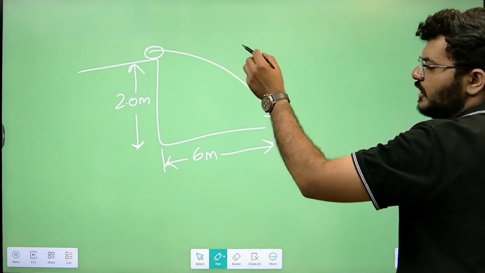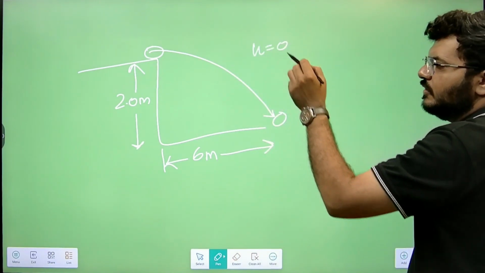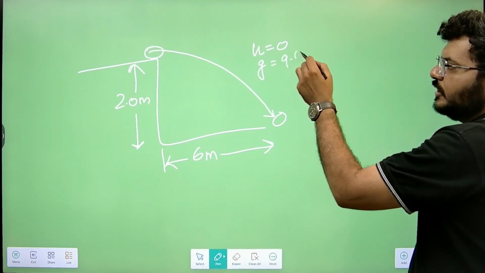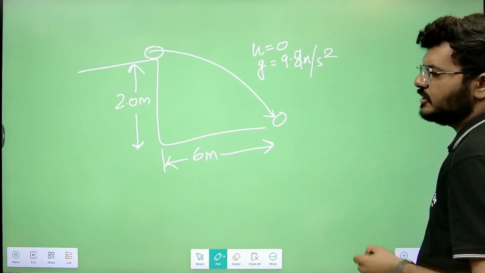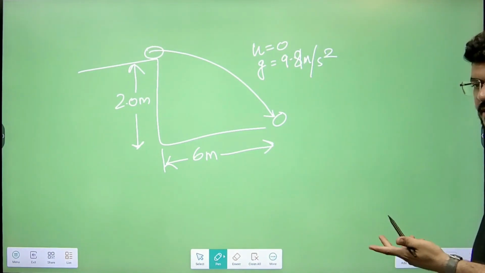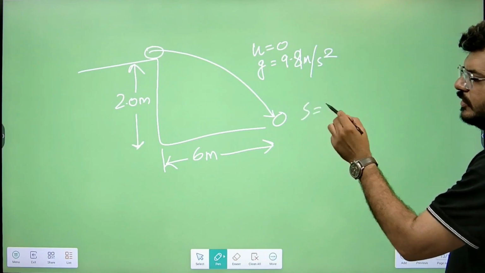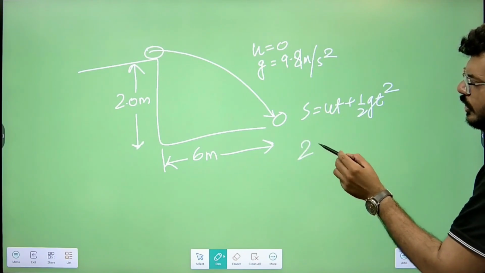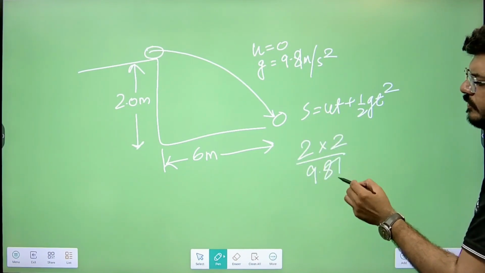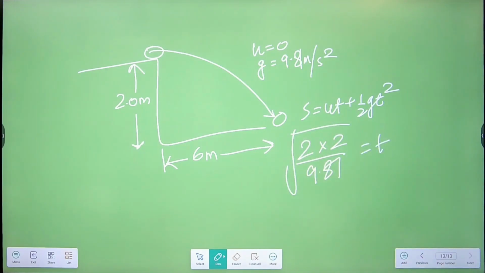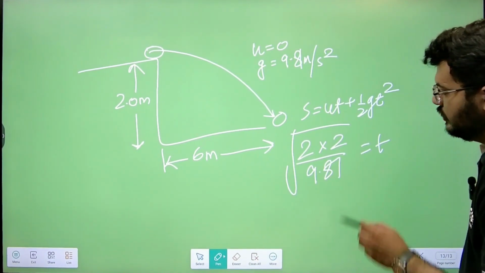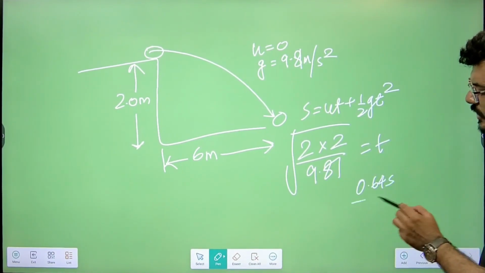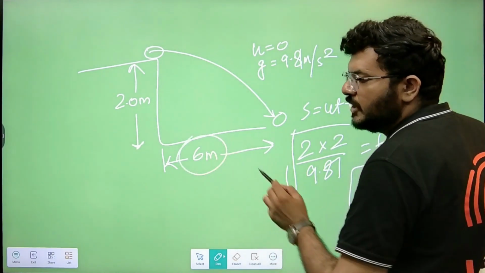So first for vertical motion, you will say that initial velocity is 0. The g is 9.81 meters per second square. So you will find out what time it takes to fall, right? So s is equal to ut plus half gt square. So distance is 2, multiplied by 2 upon 9.81, square root is your t. So how much time does it take to fall? Use zero. U has to be 0 because he has no vertical velocity. 0.64 seconds, right? So he travels 6 meters in 0.64 seconds.